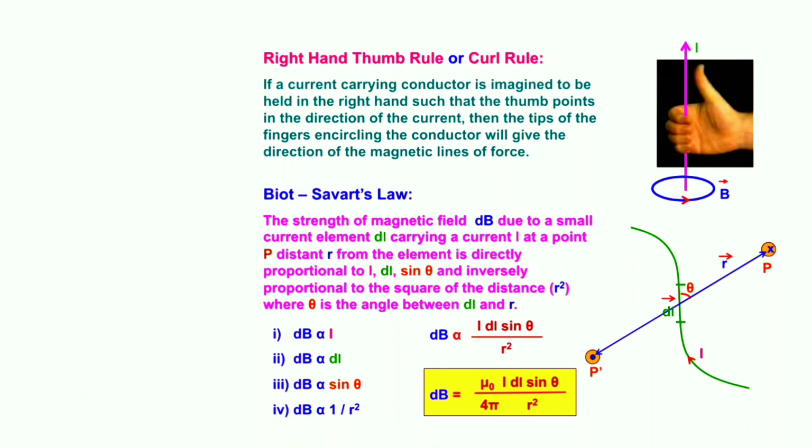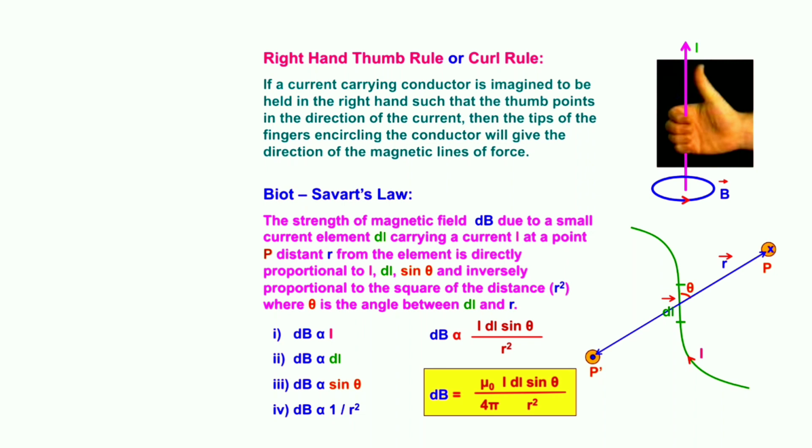Now the value of mu naught is 4 pi into 10 power minus 7. This is a constant value. You have to learn this. Mu naught equals 4 pi into 10 power minus 7 Tesla meter per ampere or Weber per meter per ampere. Now the direction of this dB is the same as the direction of dl cross r. As you can see in the vector notation in the yellow box, the direction of dB and the direction of dl cross r is the same, which is determined by right hand screw rule or right hand thumb rule.